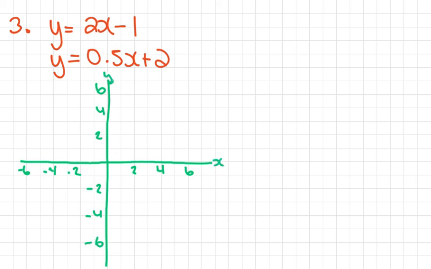All right, so starting with y equals 2x minus 1, we start with the y-intercept, which is -1, and then we use the slope, which is rise over run. So the slope is 2. Written as a fraction, that would be 2 over 1. So we go up 2 over 1, up 2 over 1, up 2 over 1, and then connect those dots with a line.